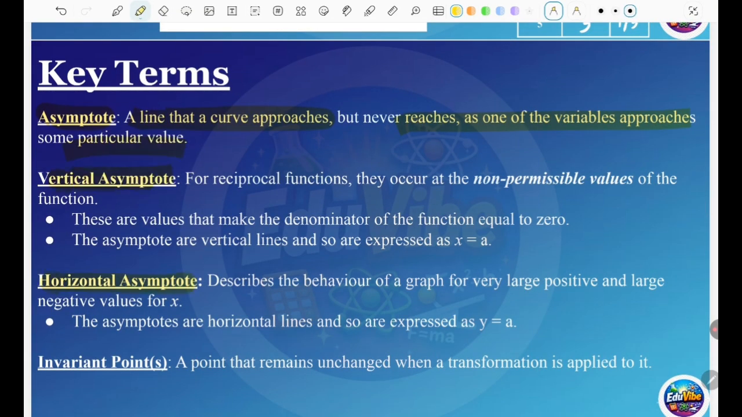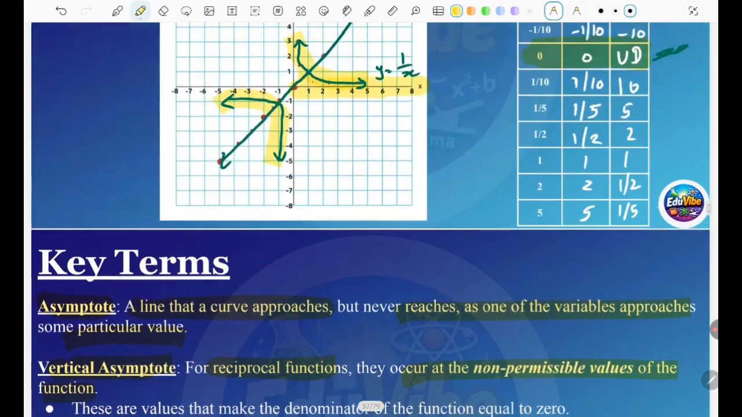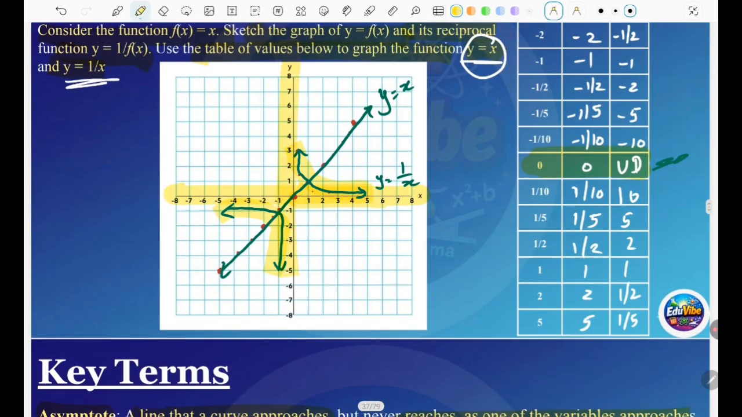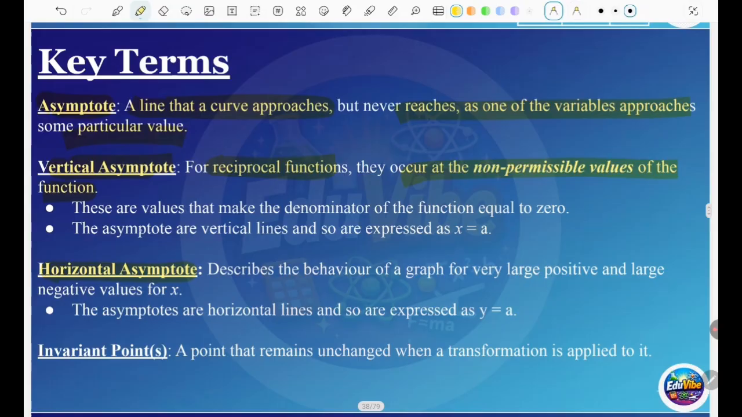So you have vertical asymptotes and horizontal ones. Vertical asymptotes occur at the non-permissible values of a function. Vertical relates to the x-axis and horizontal relates to the y-axis. Our vertical lines are expressed as x is equal to a, for example x is equal to 0. These are the values that make the denominator of the function equal to 0. When we do rational functions, we will see that if x is equal to 0, the denominator is equal to 0, and this will make our vertical asymptote.